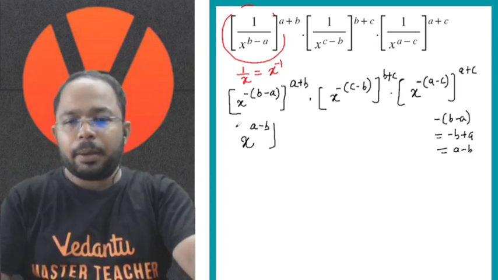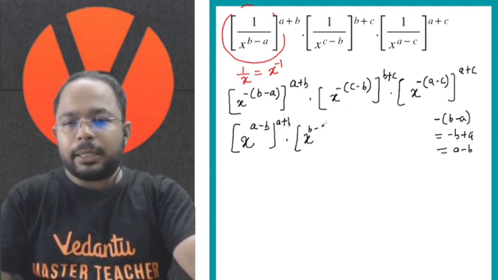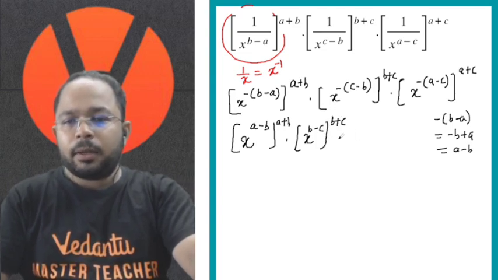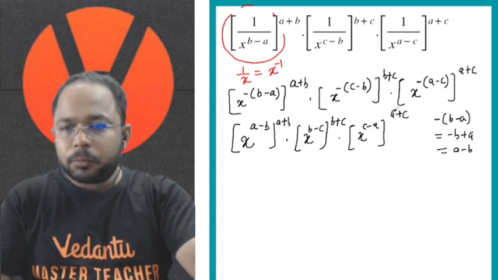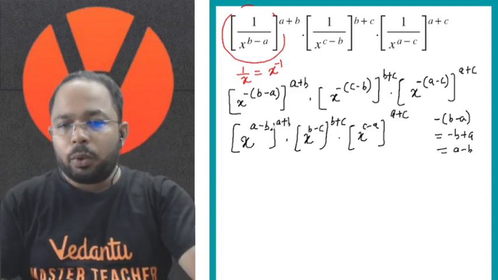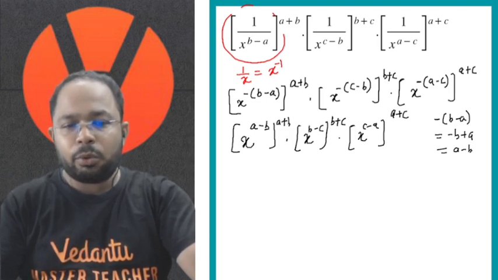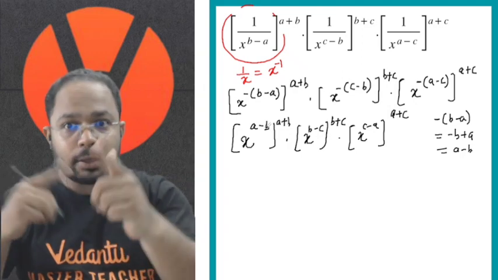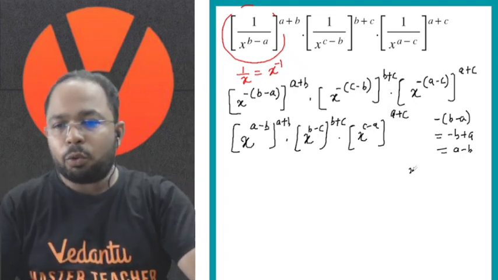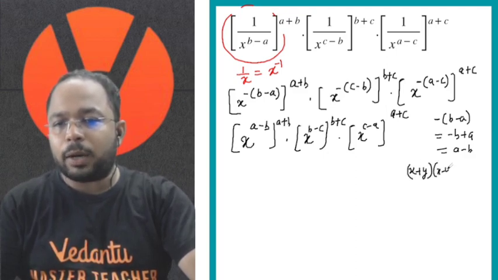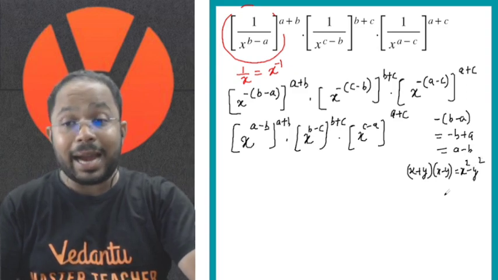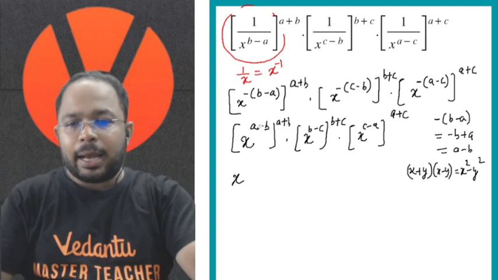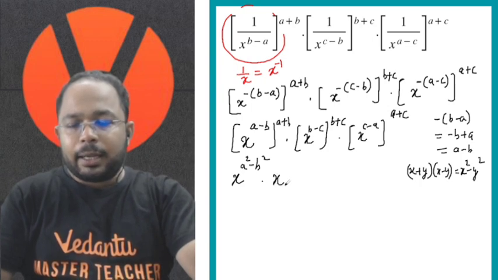Similarly here the power of this will become a plus b, and similarly this will become b minus c power, b plus c dot x to the power c minus a and the power will be a plus c. Okay, a plus c we can also write as c plus a. Now a minus b, you can check here, here is a minus b, here is a plus b, they are powers of each other so they get multiplied, and now we know the identity x plus y into x minus y is x square minus y square. This is the identity, so we can use it here as a minus b into a plus b, that gives a square minus b square.